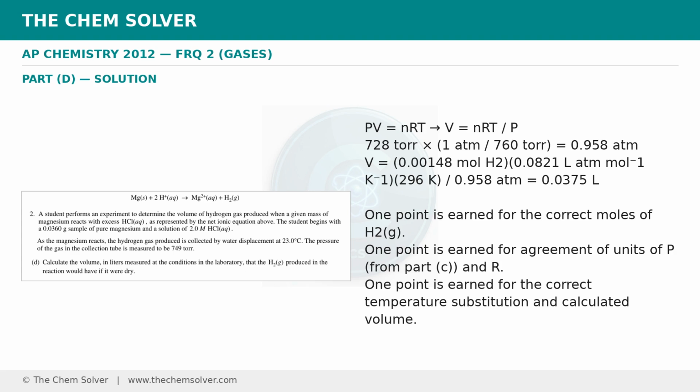0.00148 moles H2, times 0.0821 liter atm mol^-1 K^-1, times 296 Kelvin, divided by 0.958 atmospheres, equals 0.0375 liters. 1 point is earned for the correct moles of H2. 1 point is earned for agreement of units of P from part C and R. 1 point is earned for the correct temperature substitution and calculated volume.